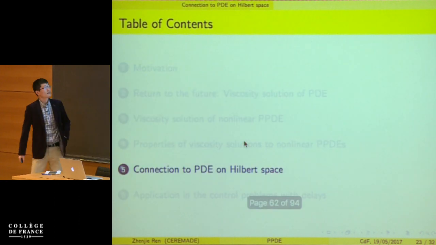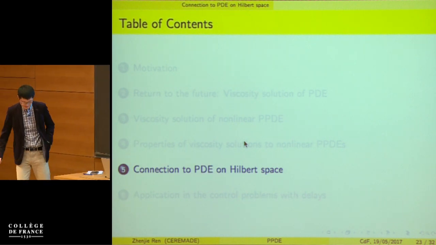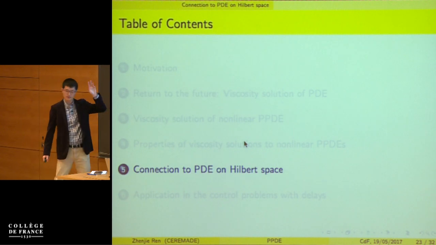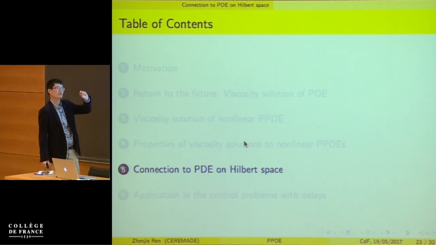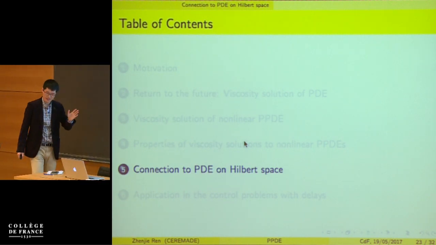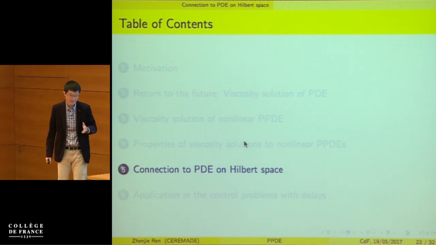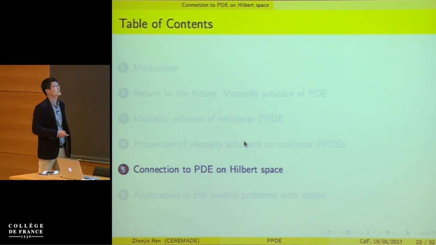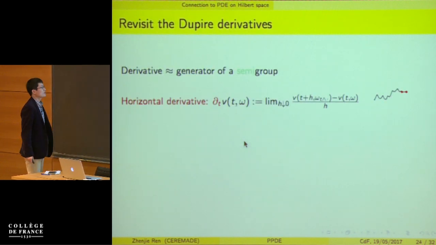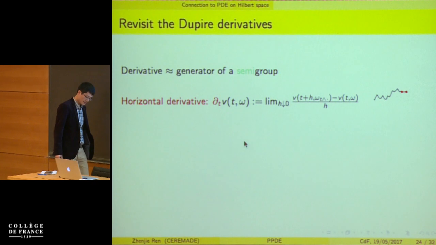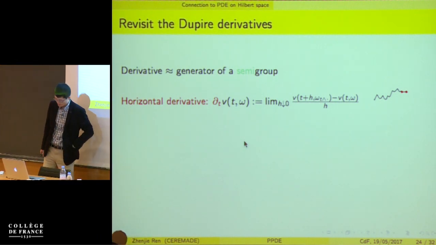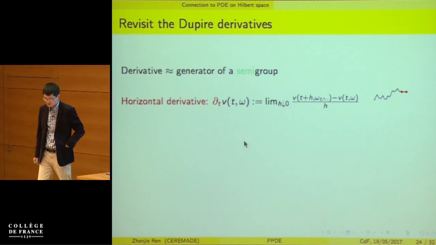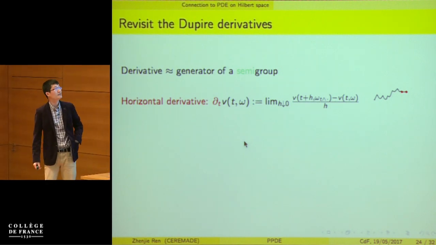So here, the next section is about the connection of this kind of PPDE, sorry, it's PPDE, not PDE, to the PDE on the Hilbert space. What do I mean? Again, we come back to the suspicion left in the previous part of the talk. I said there are some small issues to talk about for the horizontal derivative dt.